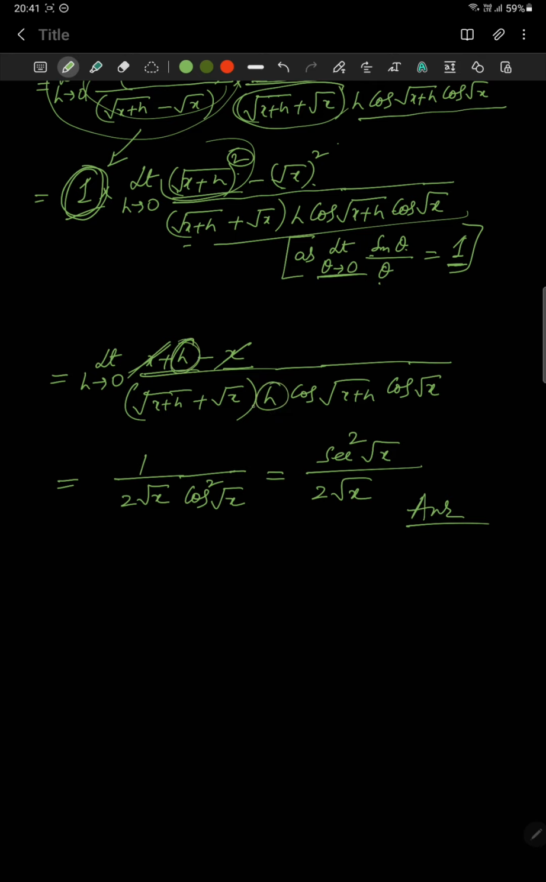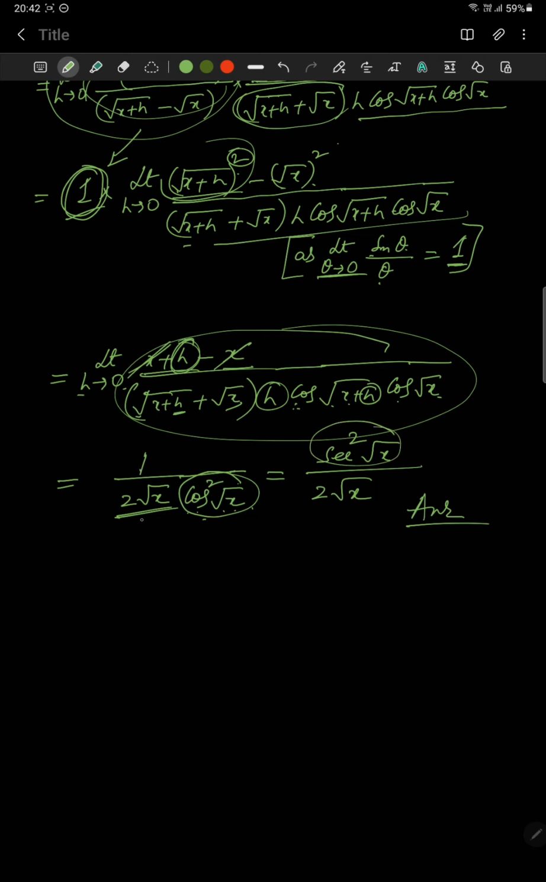That h and this h will be cancelled, and we are left with only limit h tending to 0 of this whole quantity. Finally when h tends to 0, this becomes root x plus root x, which is equal to 2 root x, and over here, when h becomes 0, cos root x into cos root x will give you cos square root x. This 1 divided by cos square root x will become sec square root x, whole divided by 2 root x. That is your final differentiation of tan root x. I hope till this point it is clear to all of you. Thank you.